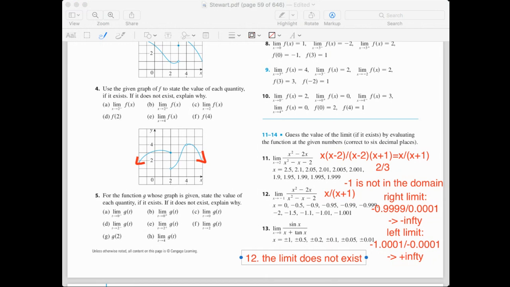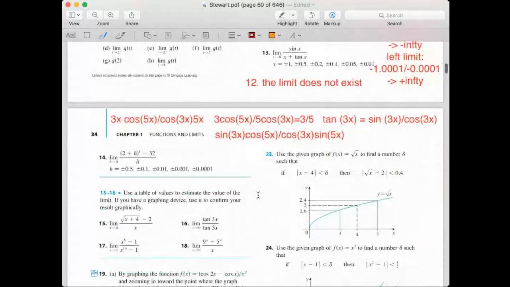Yeah, for number 11, the answer is 2 over 3 for both. If you try to evaluate, that's about 2 over 3. But because we simplify this to be x over x plus 1, we can get the exact answer, that's 2 over 3. Any other questions? All right. Let's keep going.